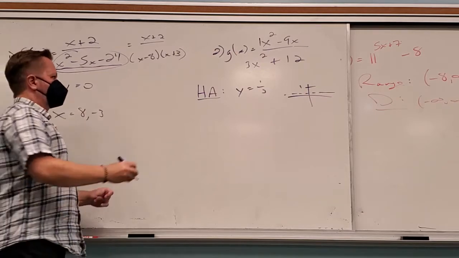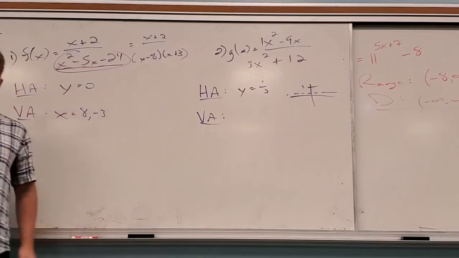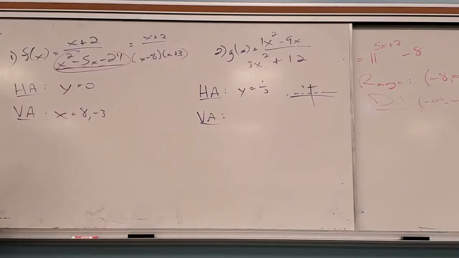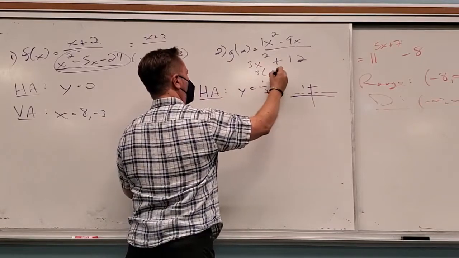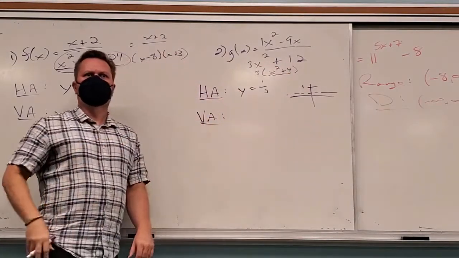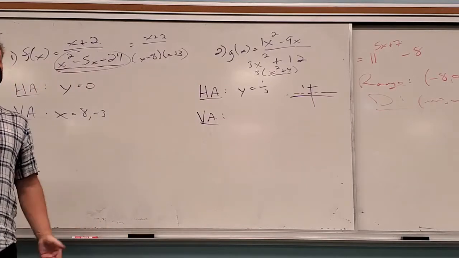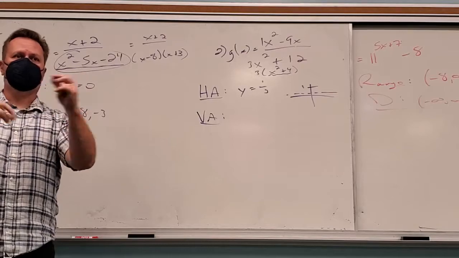What about vertical asymptotes? What do you have to do? Yeah, so factor the bottom. So if you take a 3 out, what do you get? x squared plus 4. Is this factorable? Hell no. Not using real numbers, correct? If it was x squared minus 4, you could factor that.